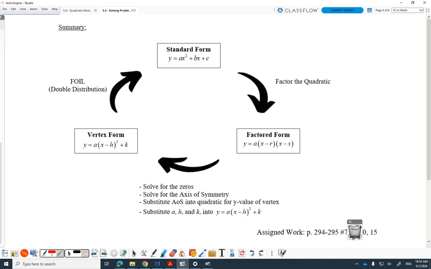Here's the summary of what I did. If you want to go from vertex to standard, we do that double distribution thing. First the FOIL, then multiply by the number up front. If you want to go from standard to factored, you just factor the standard form. If you want to go from factored to vertex, then you got to solve for the zeros, solve for the axis of symmetry, sub that in. That was the one I did last.